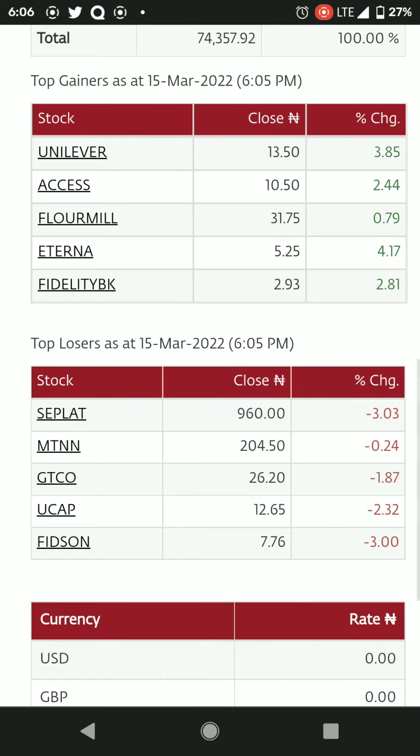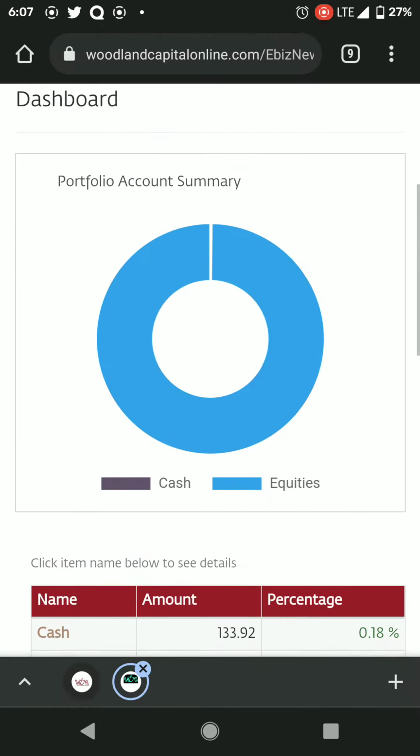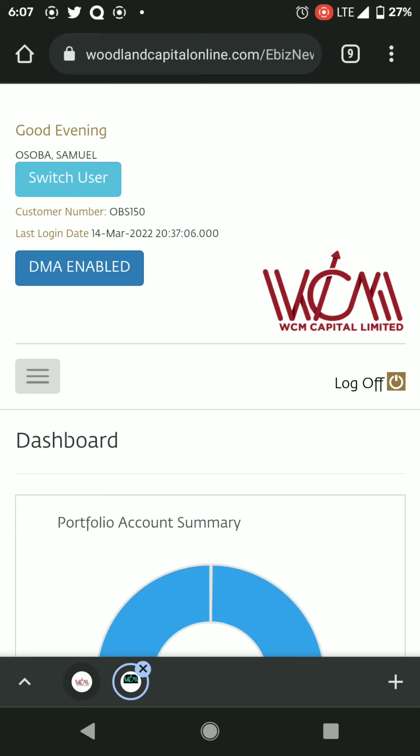Then the top gainers and losers of the day: stocks that have appreciated between the previous day and the current day, and stocks that have lost value between the previous day and the current day, in terms of price. So how do you place a trade?